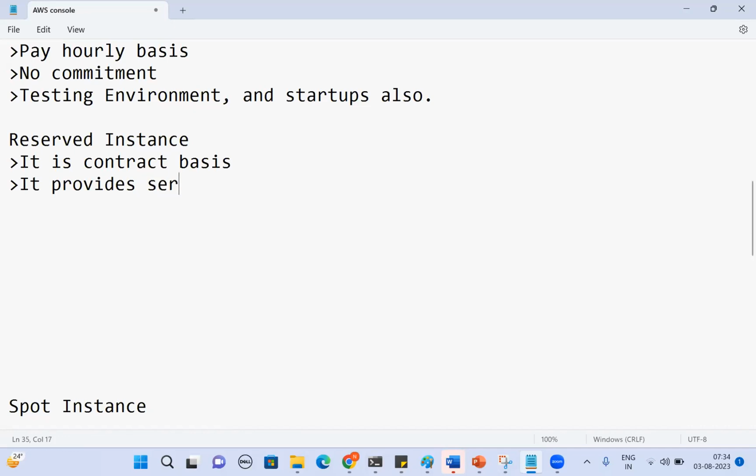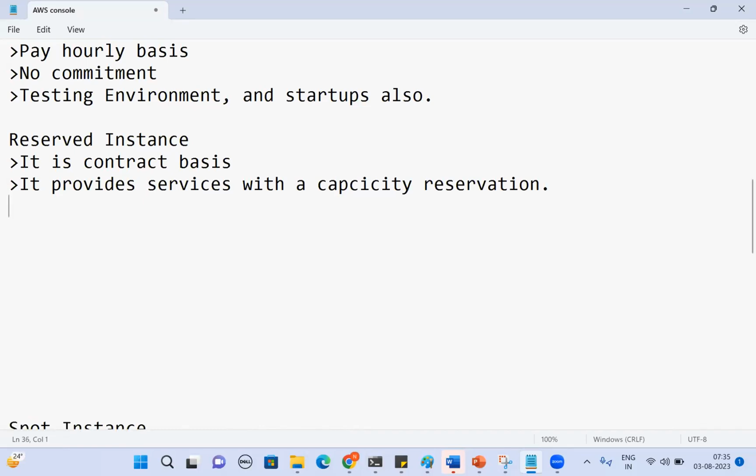it provides services with a capacity reservation. What it means is whatever resources are provided to you will not be shared by any other user. The mentioned configuration will be used by you only. Even if you power off, that will not be used by others. The system will be with you, and whatever configurations they have provided will be reserved for you actually. Okay, so this is what the reserved instance means.